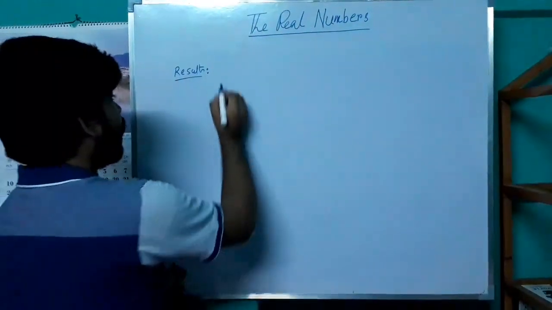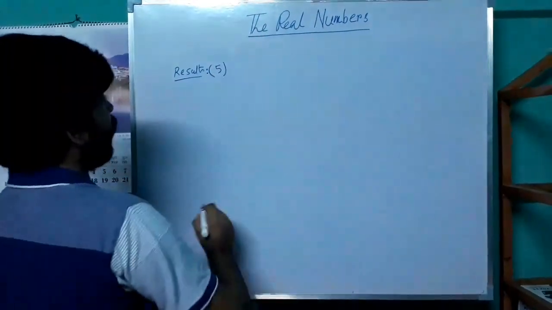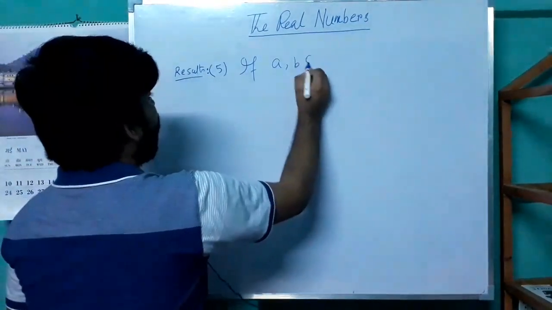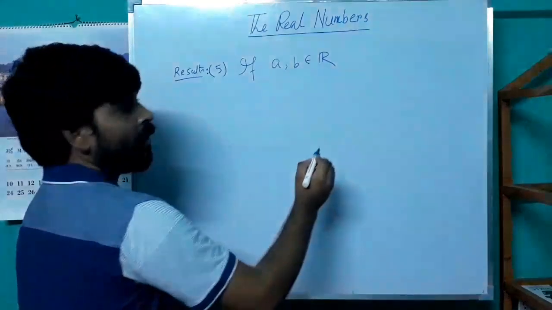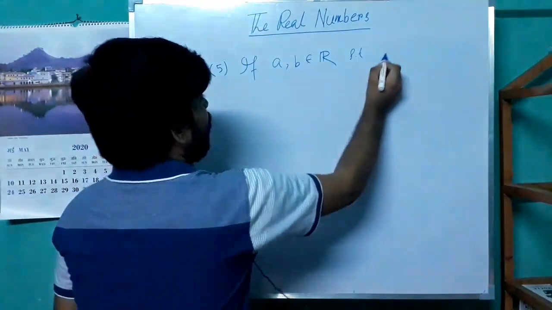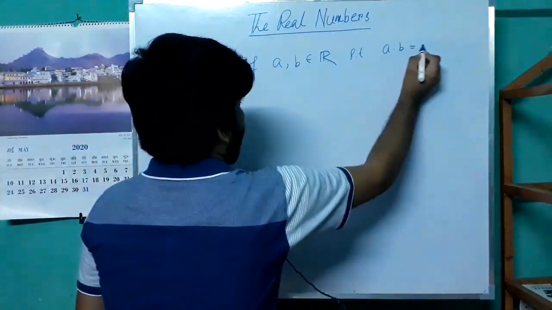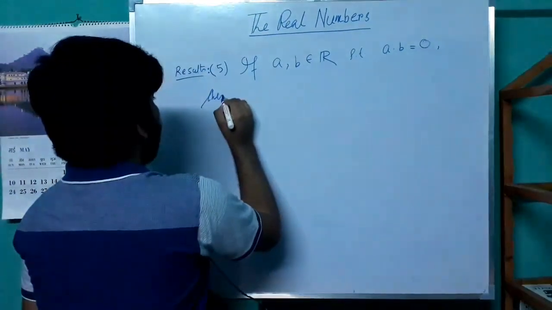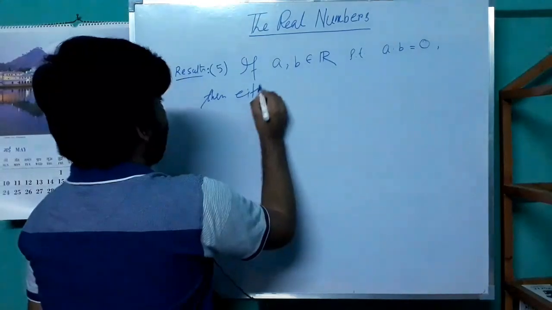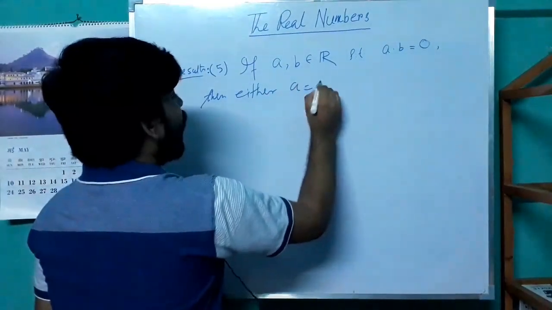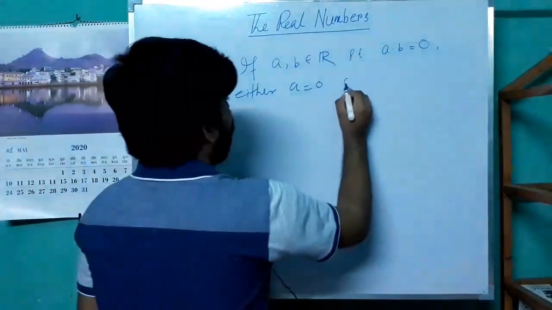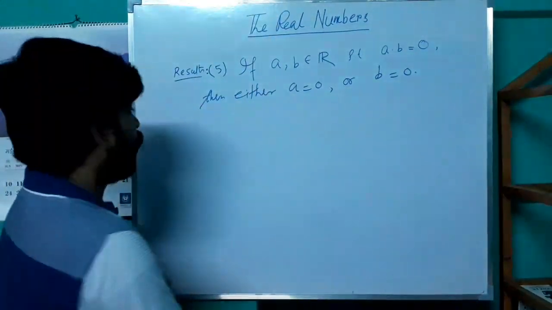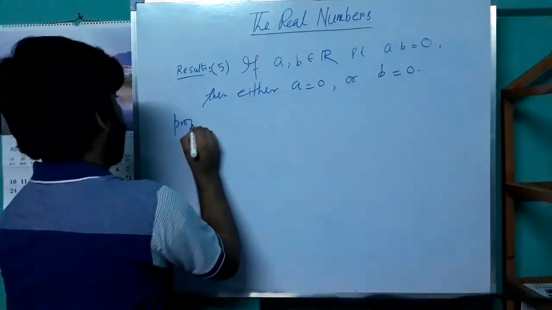So next, result 5. If a and b are two real numbers such that a dot b equals 0, then either a is 0 or b is 0. Proof of this result.